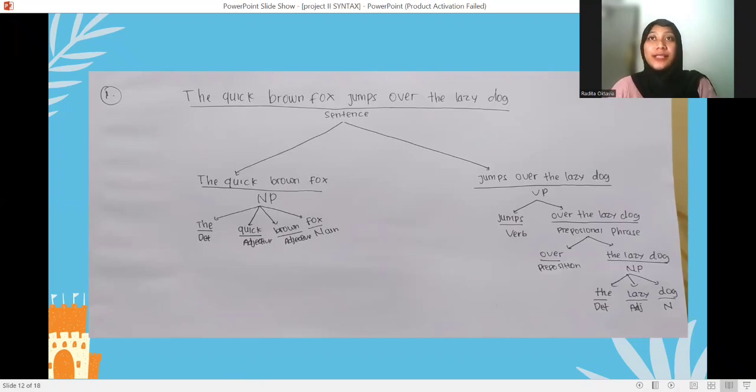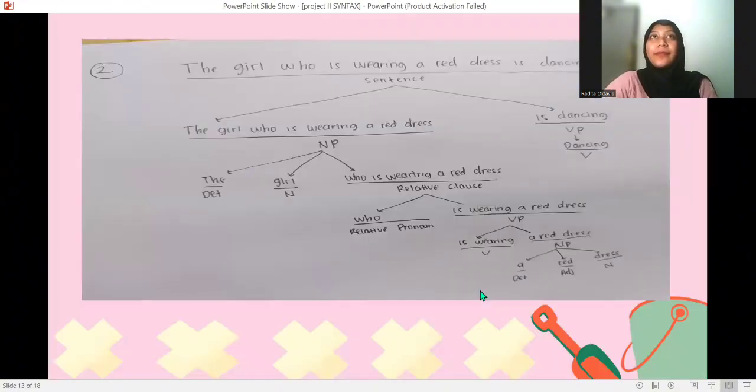The is determiner. Lazy is adjective. Dog is noun. Number 2 is the girl who is wearing a red dress is dancing. The girl who is wearing a red dress is noun phrase. Is dancing is verb phrase.